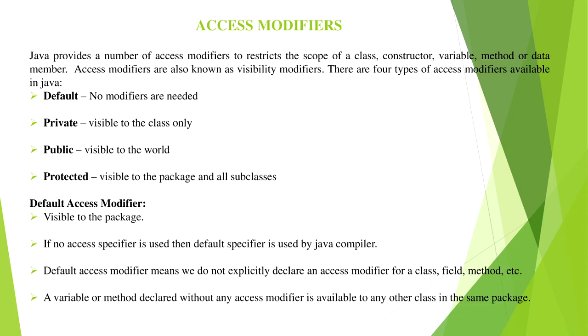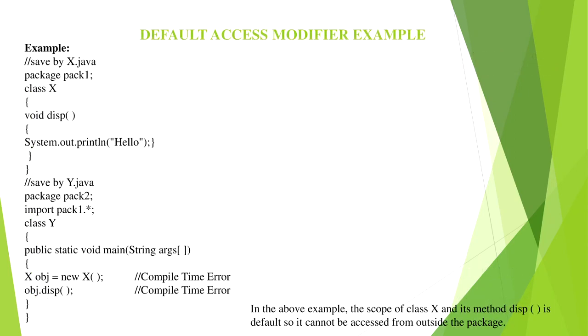A variable or method declared without any access modifier is available to any other class in the same package. Meaning the visibility of the default access modifier is within the same package. This is an example of the default access modifier.